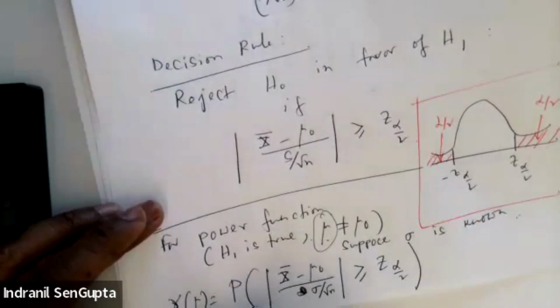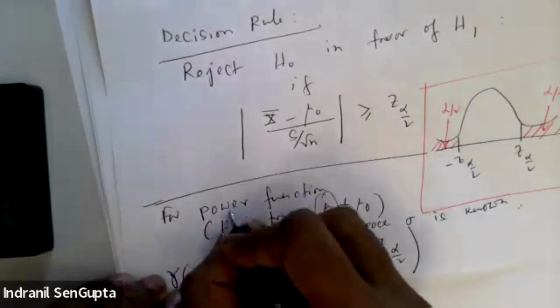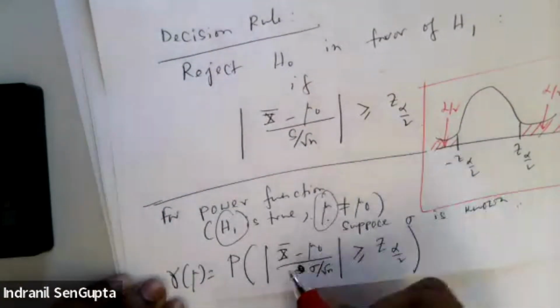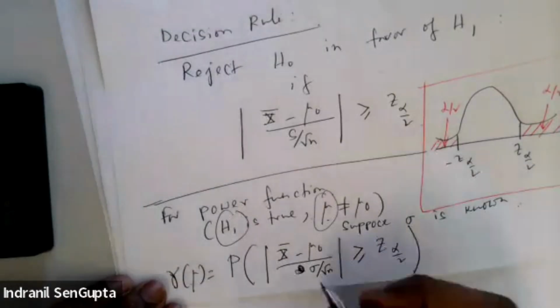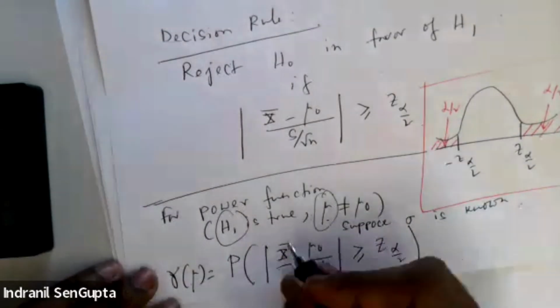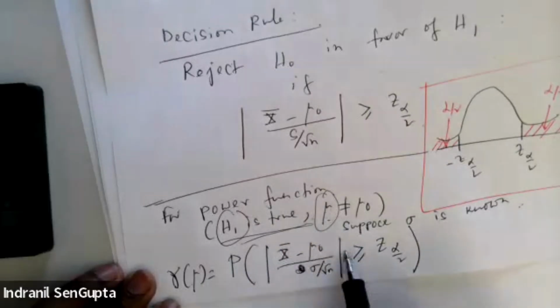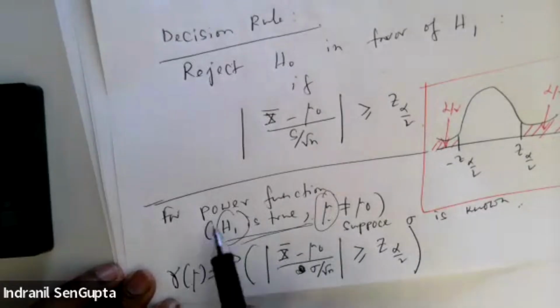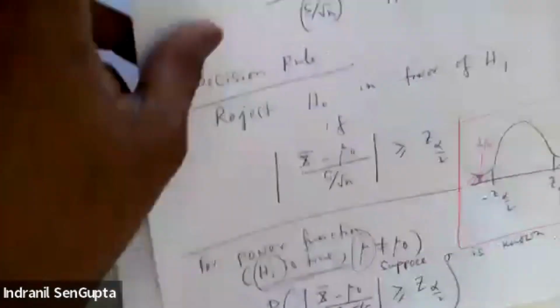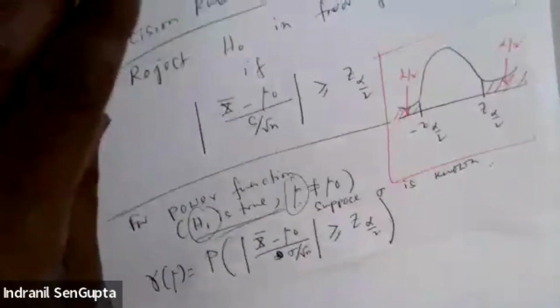So this is the gamma of mu. What is that mu? Mu is for the H1. So mu is the expected value of x bar. Let's compute this when H1 is true. So you don't see the expression mu here, but mu is hidden because it is in the H1. Okay, so let's compute this. What we have is the following.